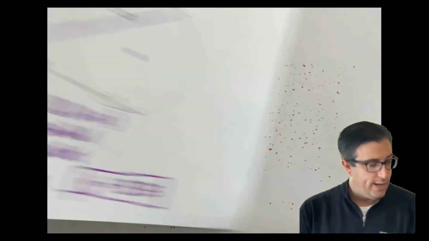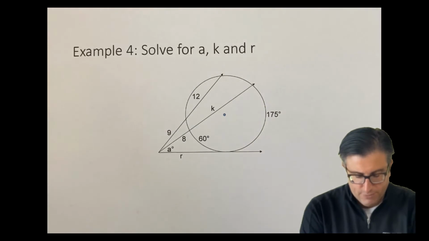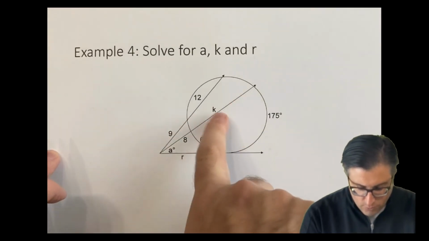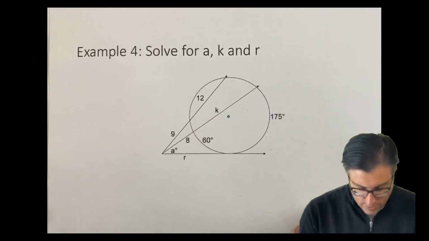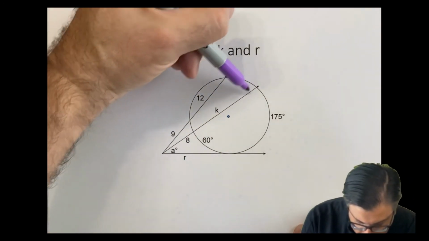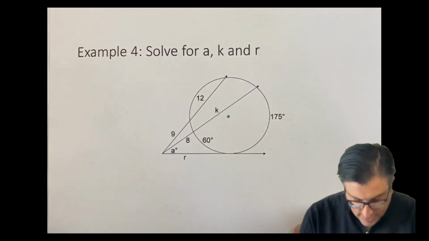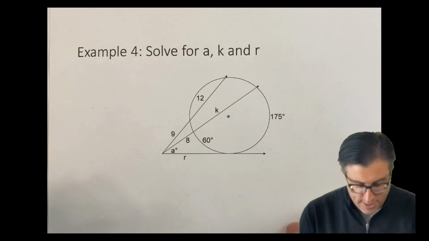Hopefully these aren't too bad. Problem 4 is a combination of all of the things from this chapter, from this section. So let's start with finding K first. K looks like it's a secant-secant. Same type of problem that we just did.